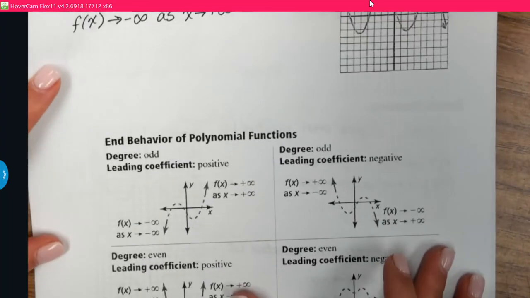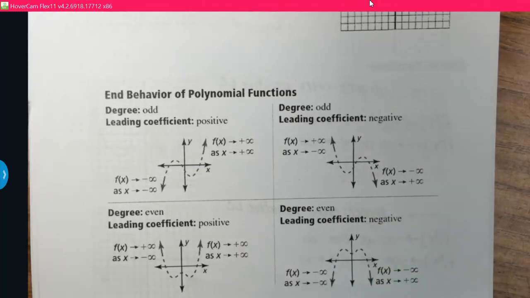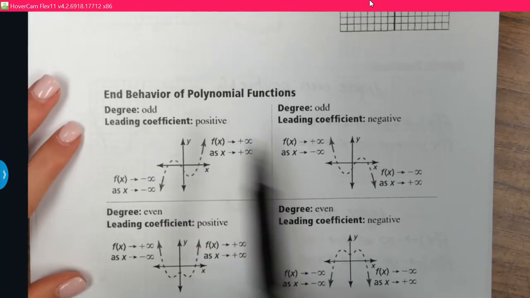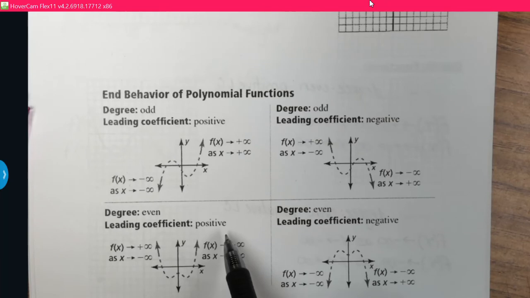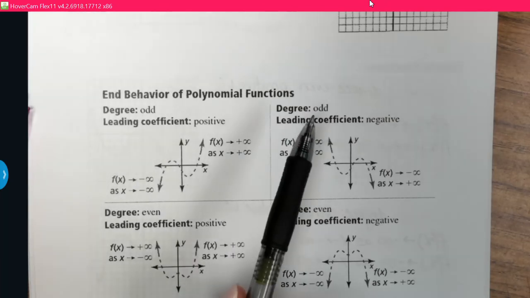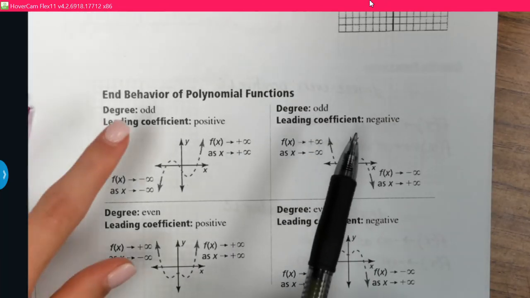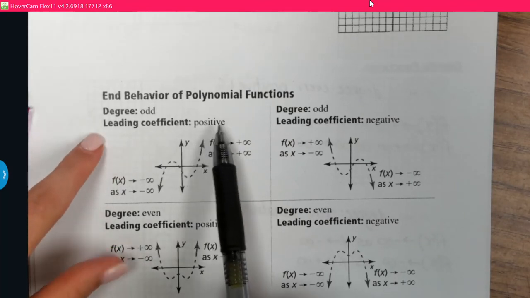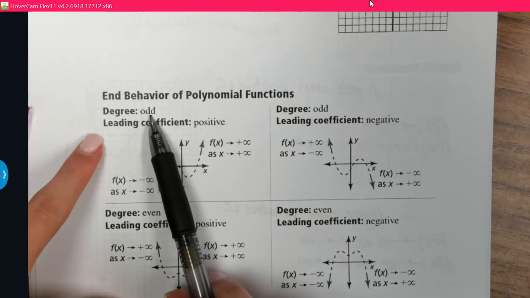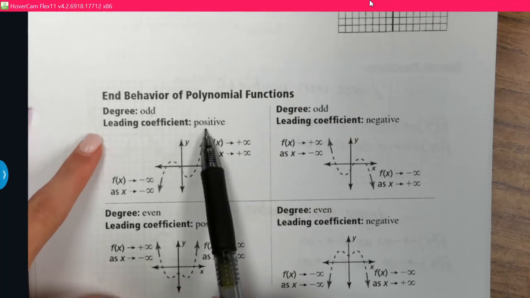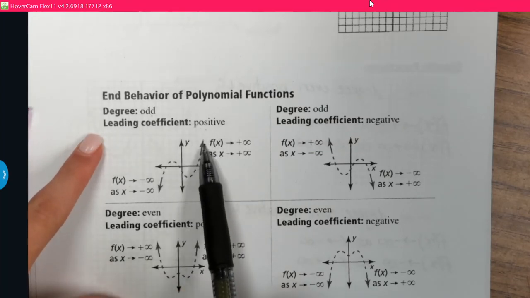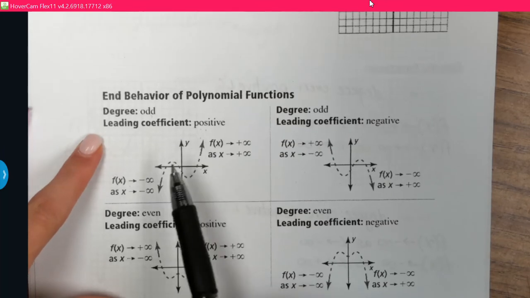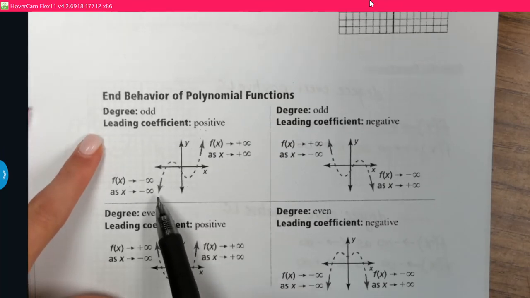So, with all of that, does it matter if you have a 5th degree, a 7th degree, and 11th degree? No. If you can pay attention to odd versus even, then you should be fine. If you have an odd degree, they go in opposite directions. The right side goes in the direction of your leading coefficient. So if you have an odd degree, regardless of what the degree is, if it's a positive leading coefficient, on the right side it's going to positive infinity. The left side should be going to negative infinity.